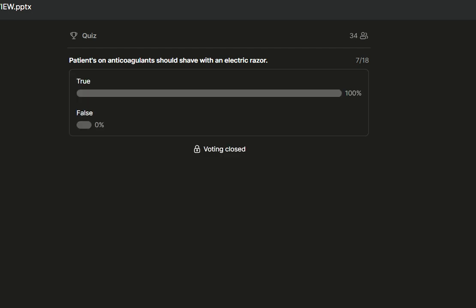On some type of anticoagulant. I don't care what flavor anticoagulant they're on, all of them, the end result is we're going to increase bleeding time, so we need to implement bleeding precautions. That means no blades, no sharp razors, so we'll give an electric trimmer. What other things would we want to do? Soft bristle toothbrush.